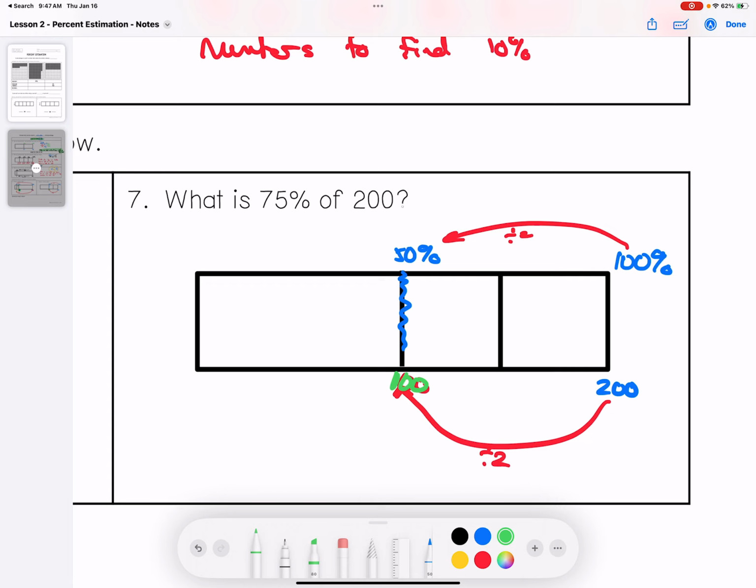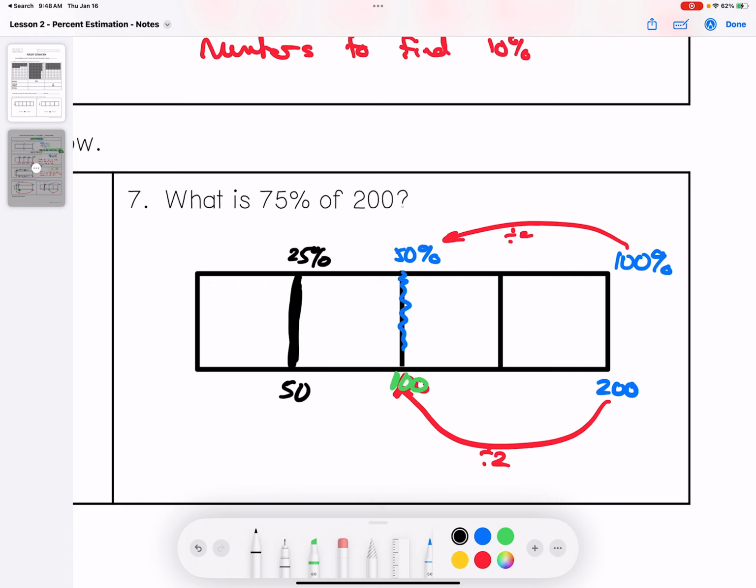Now I need to know 75%. So how can I do that? 50 plus 25% more. Well, what is 25%? If I know 50% is 100, how would I figure out this 25% over here? I would divide it by 2 again, because 25% is half of 50%. So I can figure out 25%, which is 100 divided by 2, which is 50.